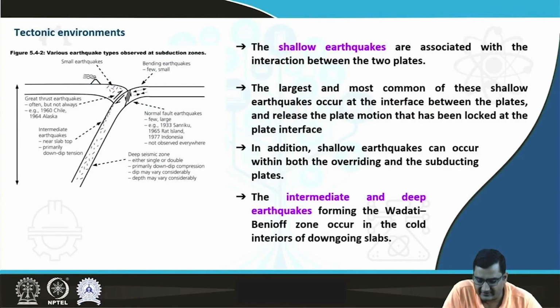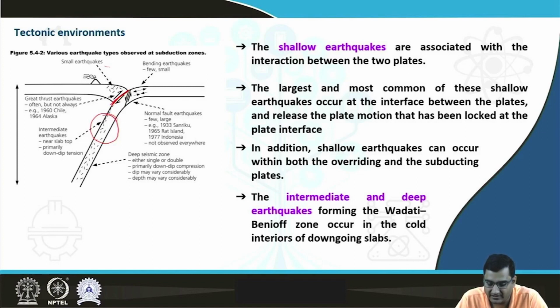Now look at this diagram. This shows the various earthquake types observed at subduction zones. You can see just at the place where the two plates are converging, small focus earthquakes are happening, and due to the bending here or the release of stress here, great thrust earthquakes may often occur. It is not always, but examples are the 1960 Chile earthquake and the 1964 Alaska earthquake.